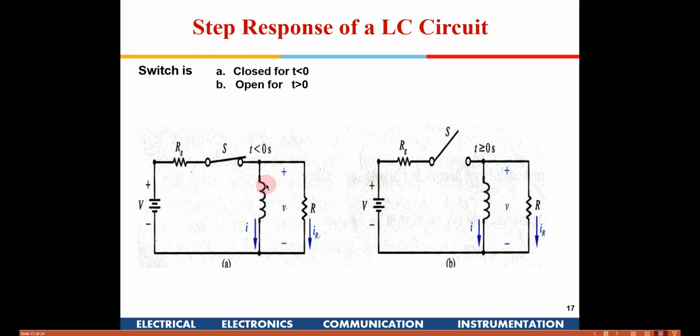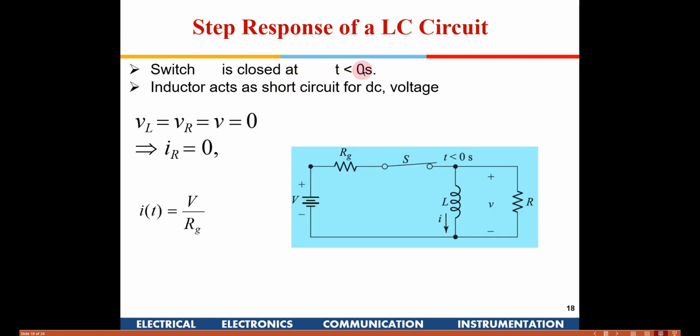This inductor is going to be a short circuit, so all the current would flow through this inductor and not through R. So this is R equal to 0. So the current which will flow into this inductor will be V by Rg. This is when the switch is closed, at t less than 0. The inductor acts as a short circuit for DC voltage, so VL is 0 because this is a short circuit. Then the current which will flow into the inductor will be given by V divided by Rg. Is it clear to all of you?